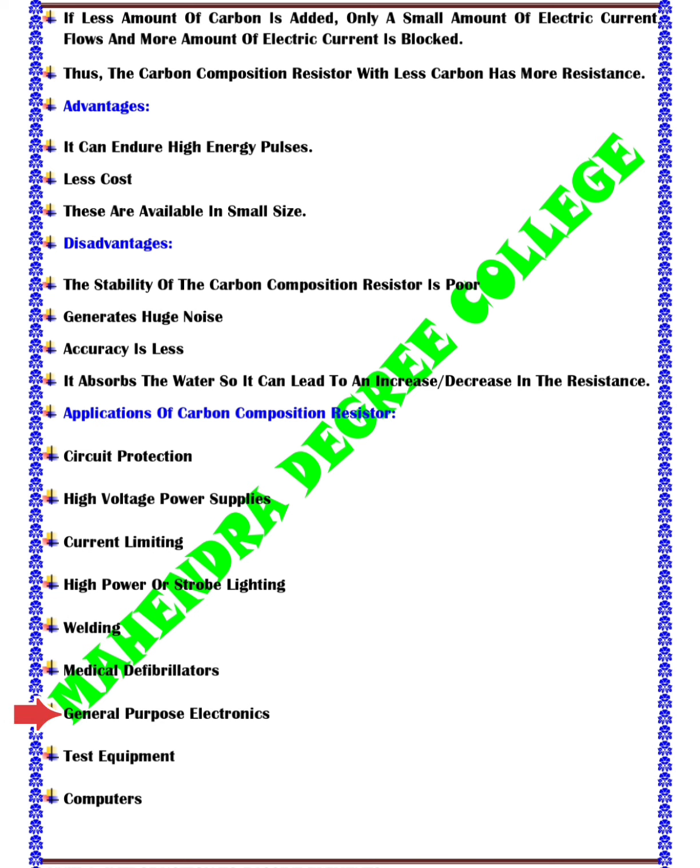Seventh one, general-purpose electronics. It means carbon composition resistors are employed in non-critical applications. Eighth one, test equipment. It means carbon composition resistors are used where ruggedness and pulse durability are required. Ninth one, computers. It means carbon composition resistors are found in older systems where pulse tolerance was critical.